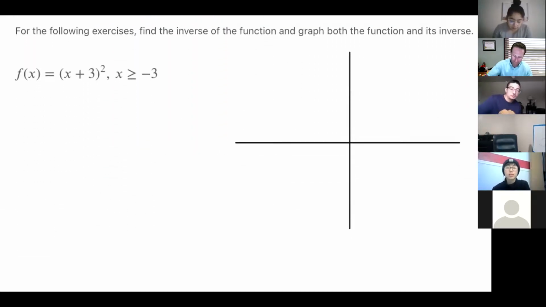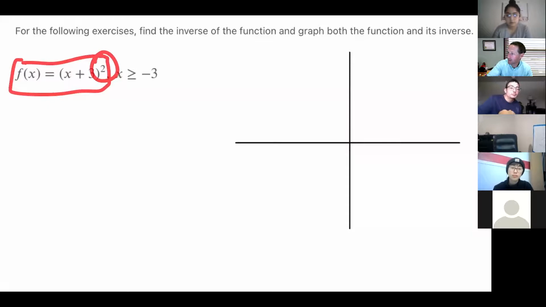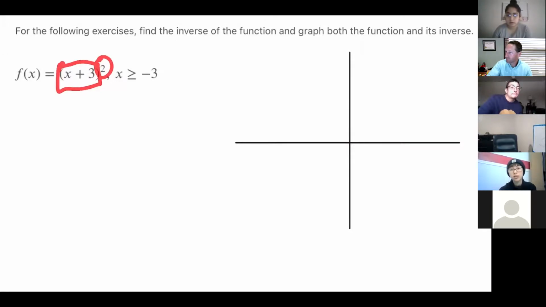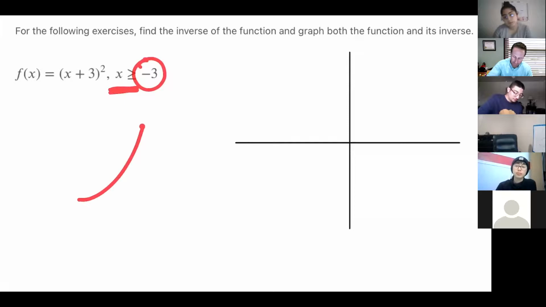So notice they gave us a squared function we call a quadratic, which means it's a what graph? Parabola. Very good. And if it is a parabola, remember this is going to be a shift of what? 3 to the left. Very good. Left 3, which is why they put a restriction. They're only going to give us half of that parabola, which would be over here. Very good. So I can graph this original function.